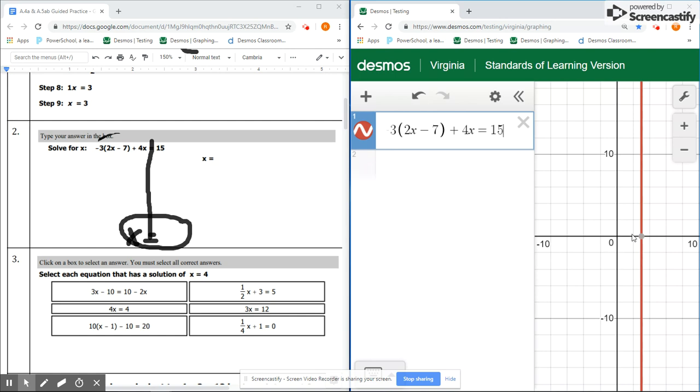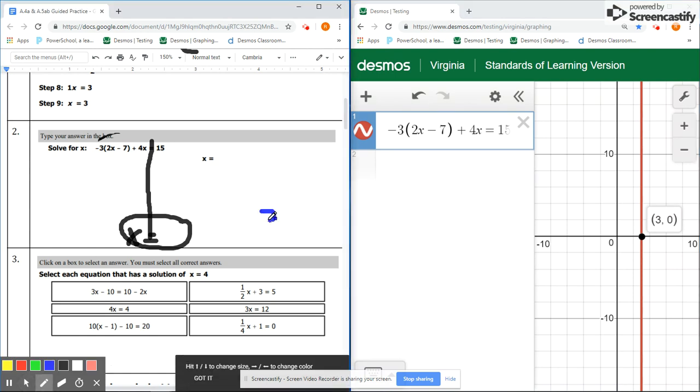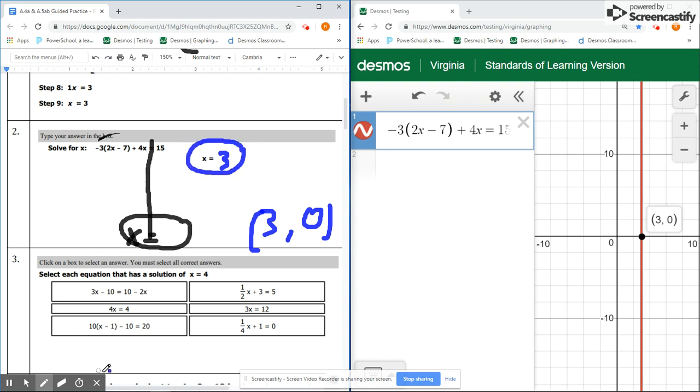All right, I typed it in, and if you notice, we touch the x-axis at (3, 0). All right, so (3, 0) is where we touch the x-axis, and notice that we want the x value, which is 3. All right, so we're going to type in 3 there for number 2. We're going to get our answer.